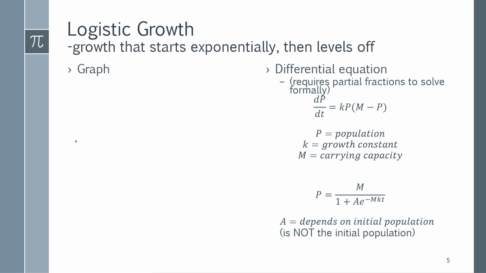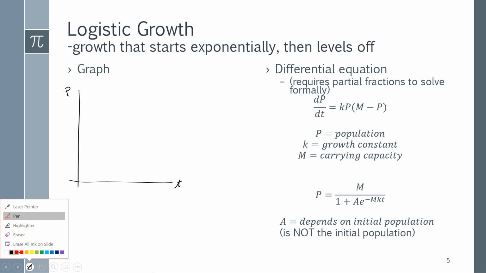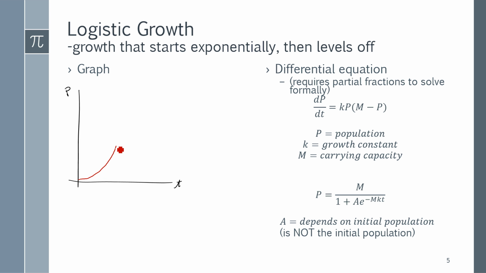If I look at a graph, if this is time and this is population, then population growth starts out exponential, growing faster and faster based on how large the population is. But then resources are not infinite. So the population growth slows and eventually levels off. And where it levels off, or a horizontal asymptote in math terms, is called the carrying capacity.